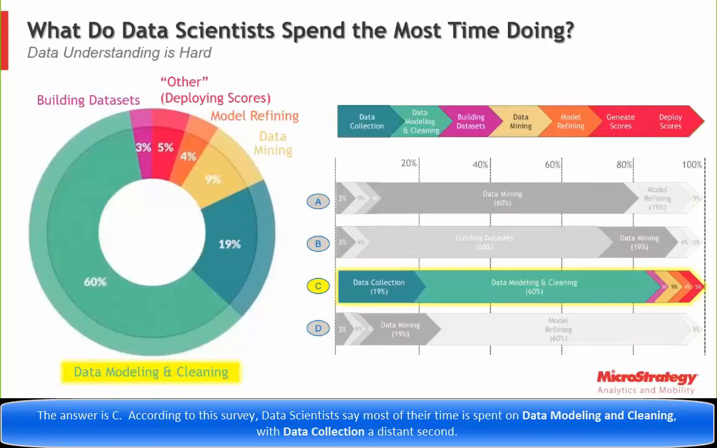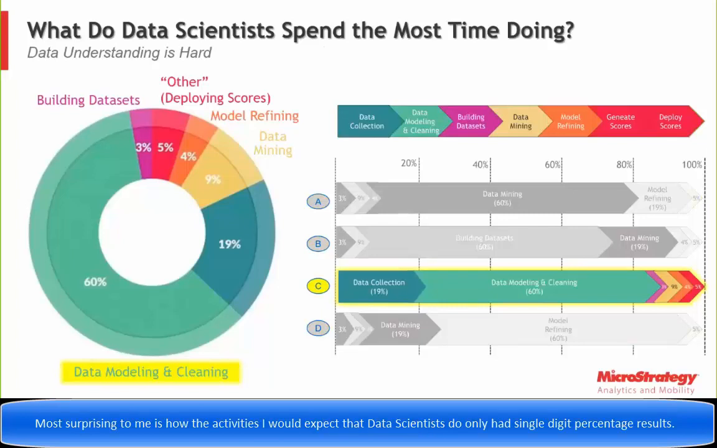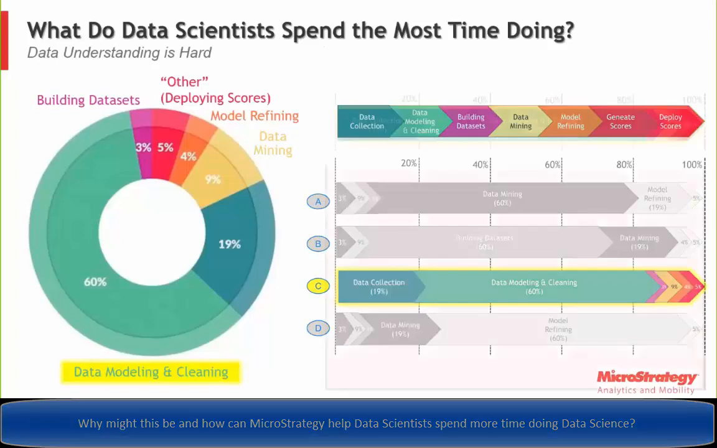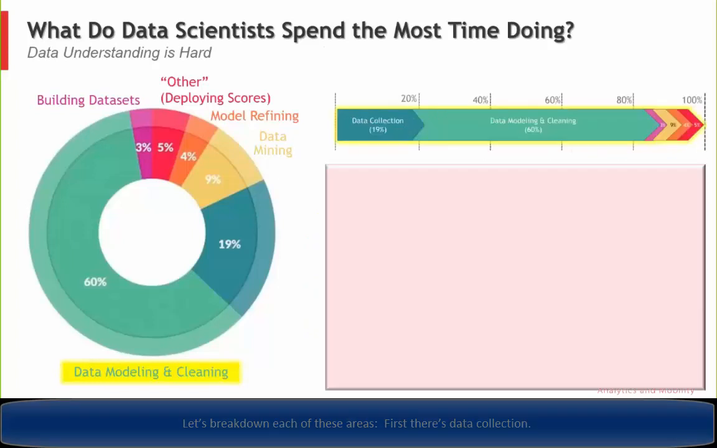And according to this survey, data scientists spend most of their time data modeling and cleaning, with data collection a distant second. Most surprising to me is how the activities I would expect data scientists to do only had single-digit percent results. Why might this be, and how can MicroStrategy help data scientists spend more time doing data science? Well, let's break down each of these areas.